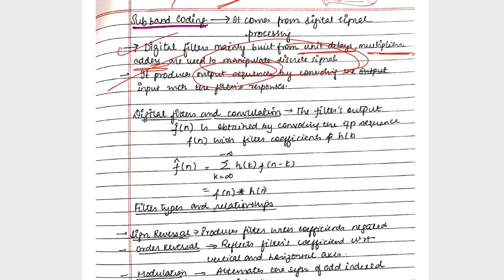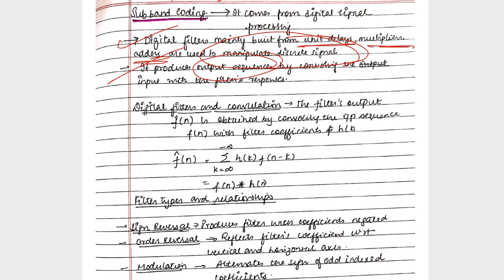So, digital filter convolution. First, how do you calculate the filter's output? The filter's output, f cap of n, is mainly obtained by convolving the input sequence with the filter coefficients. So f cap of n is equal to the summation over k from minus infinity to infinity of h of k into f of n minus k.